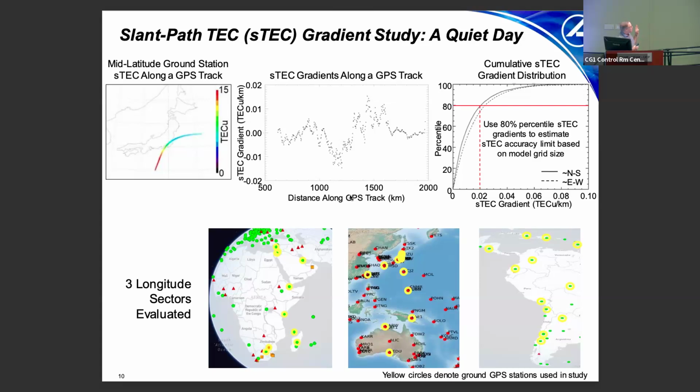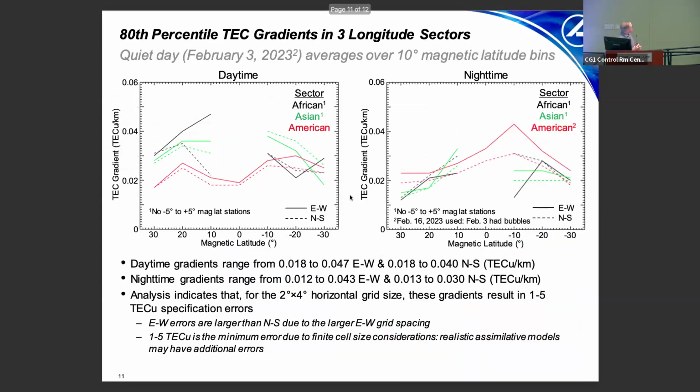This is a quiet day example, so it's sort of an easy starting point. And we can generate these curves of what the cumulative slant path TEC gradient distribution looks like. And we say, what's the 80th percentile, where we have most of the tracks, we have that mostly characterized. We did evaluations in 3 longitude sectors, and we come up with these kinds of results. And I won't go into too much detail here. You can see things coded here. I'll just mention one thing in the night side.